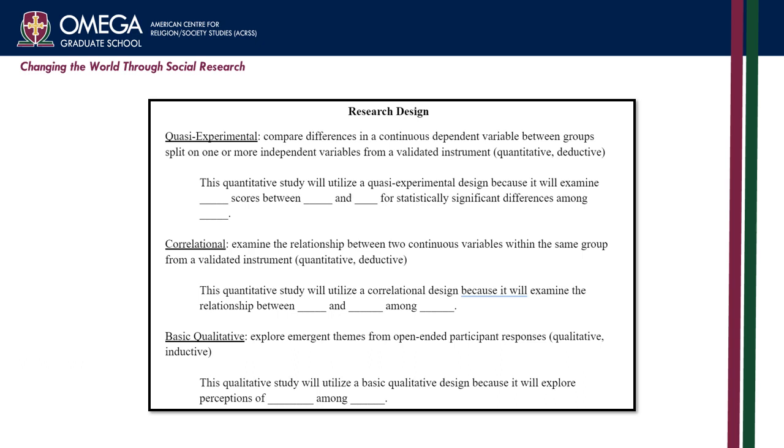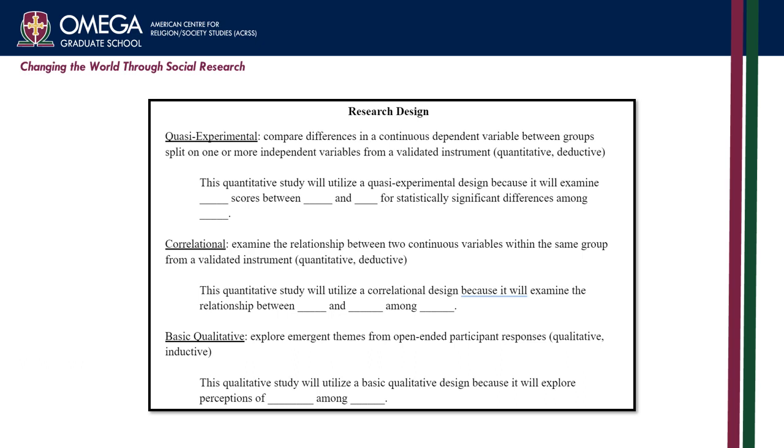So essentially, in quasi-experimental designs, you would administer the instrument to all of your participants and then split those participants into groups for comparison based on demographic factors. That could be things like race or ethnicity or religious affiliation or whether or not they participated in a particular program. And you would compare the scores between those groups.